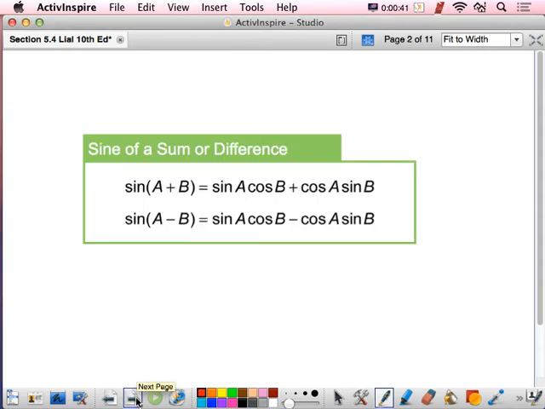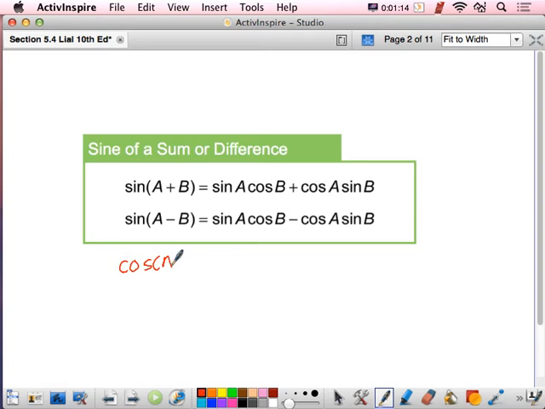Okay, so here are our sum and difference identities for sine. Notice that the sine of A plus B always equals sine of the first times cosine of the second, plus cosine of the first times sine of the second. The sine of A minus B is always equal to sine of the first times cosine of the second, minus cosine of the first times sine of the second. Note the difference between those and the cosine ones.